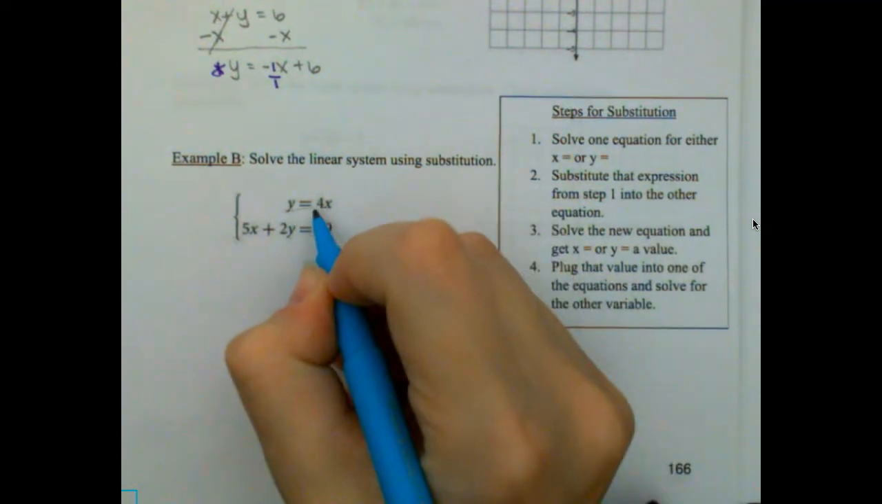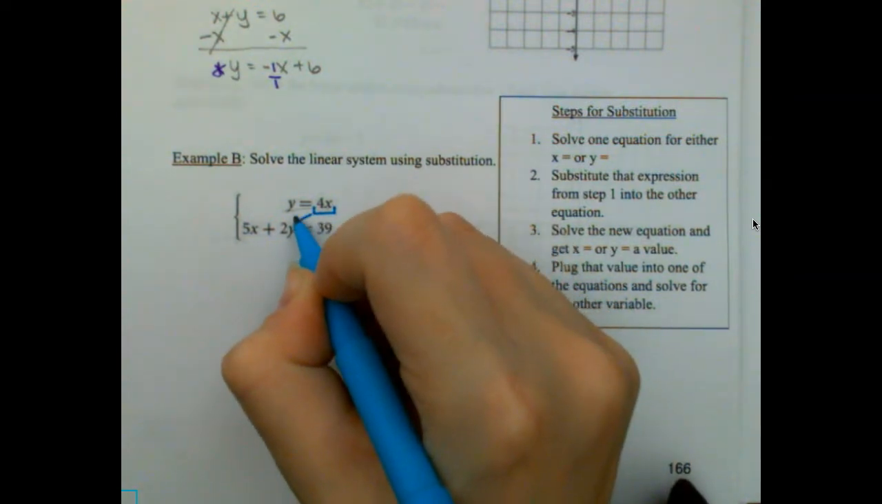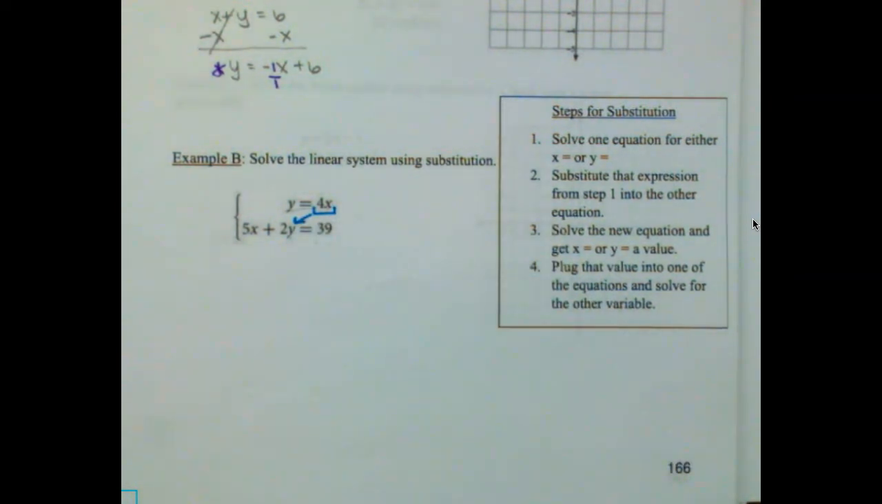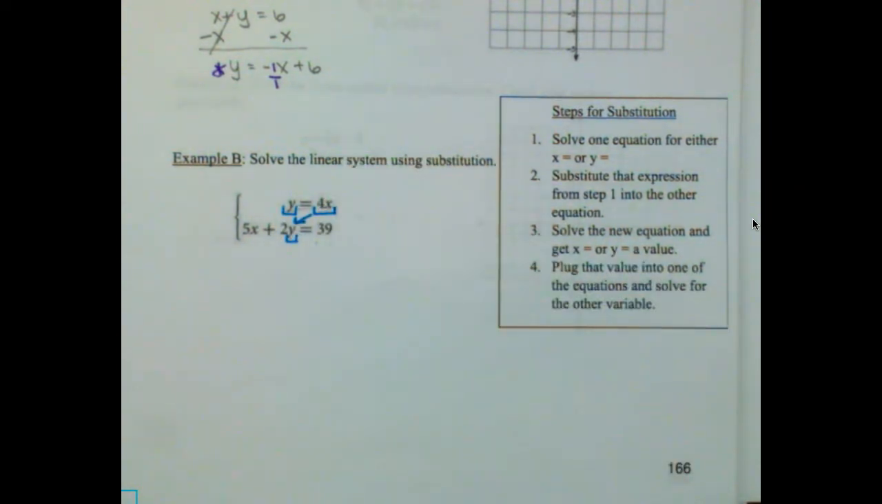If I know that y equals 4x, then I can take that expression and plug it into the y in the other equation, okay? Because all of the y's are going to be equal. They're all the same. Y is the same no matter what we do with them.